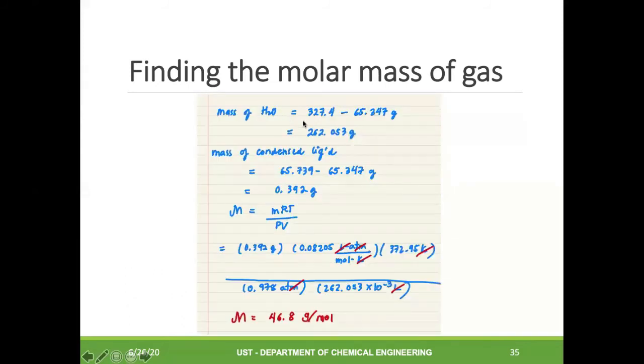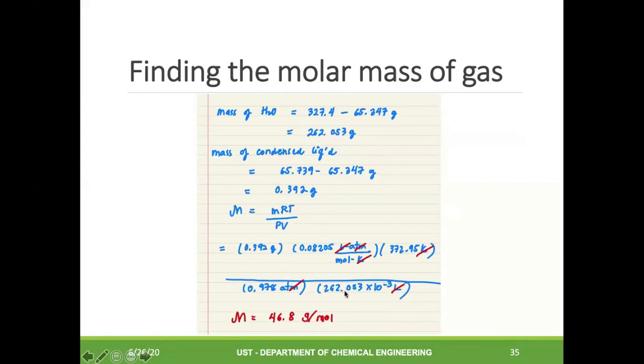So by difference, we could get the mass of water: mass of water plus flask minus mass of empty flask. Then the mass of the condensed liquids, same formula. So to get the molar mass of the gas, this is the mass of the condensed liquid multiplied by R, multiplied by T, all over pressure times volume.